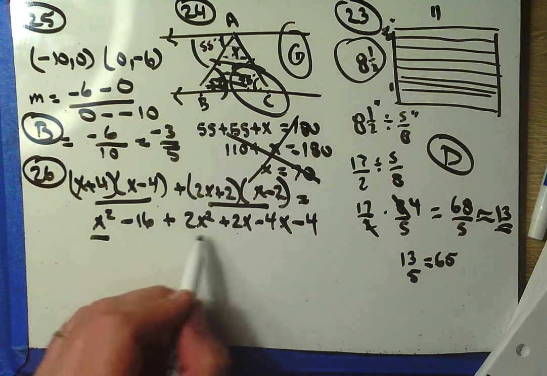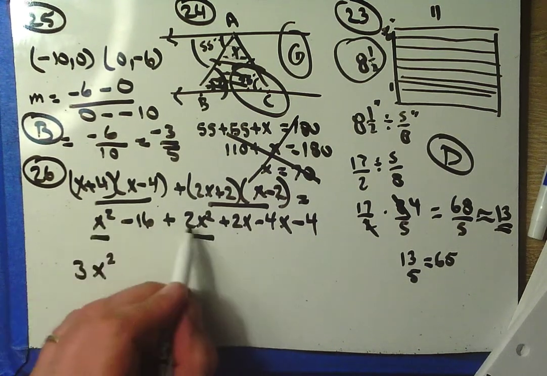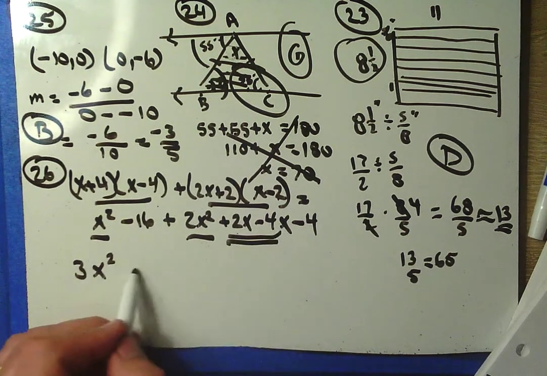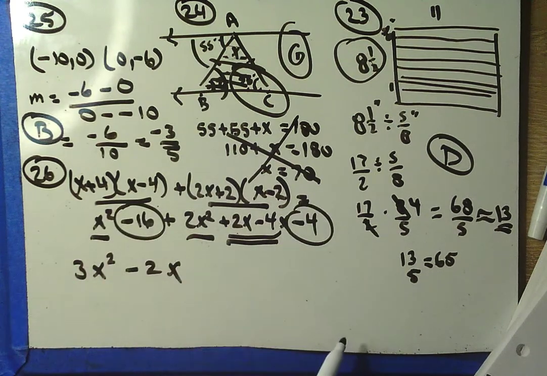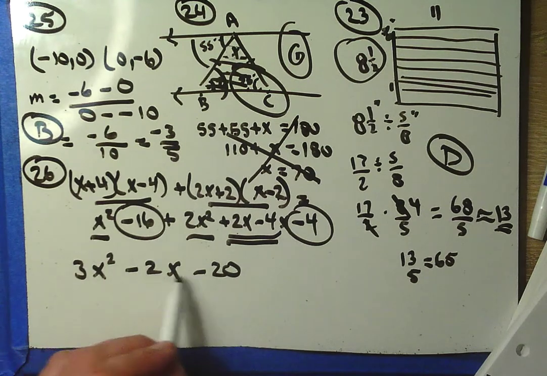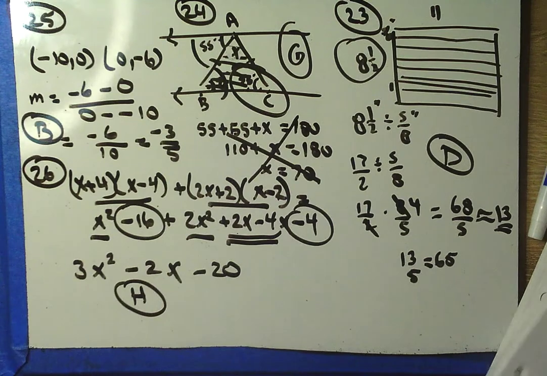So let's combine some like terms. We've got some x squareds, 3 of them. 1 of them plus 2 of them makes 3 of them. And we can combine these x's over here for minus 2x. And we can combine these things that don't have any x's to get negative 20. 3x squared minus 2x minus 20 is choice H. H for number 26.